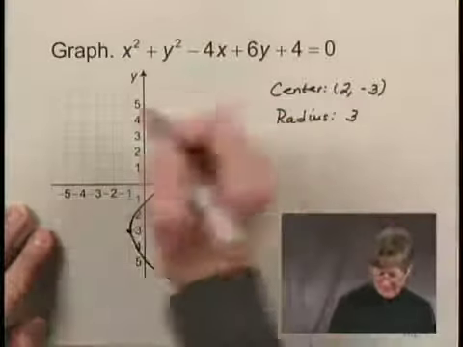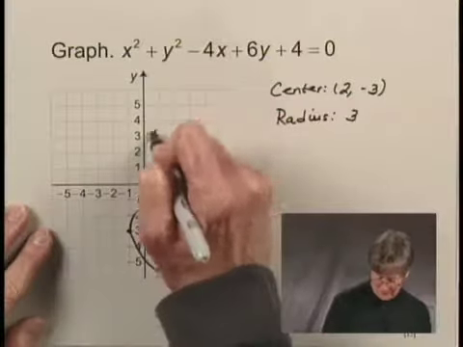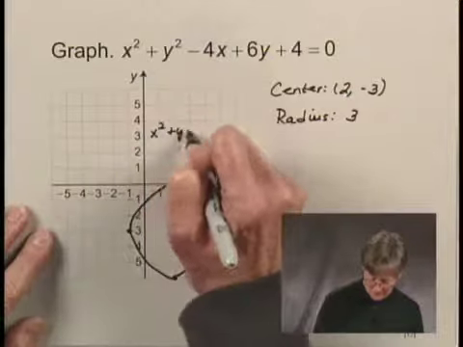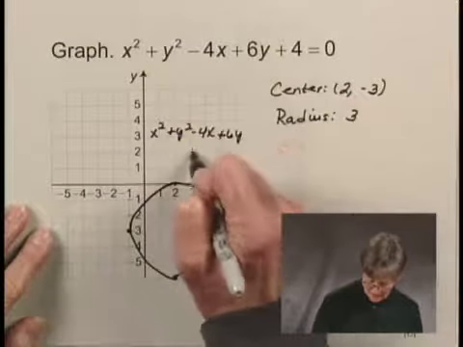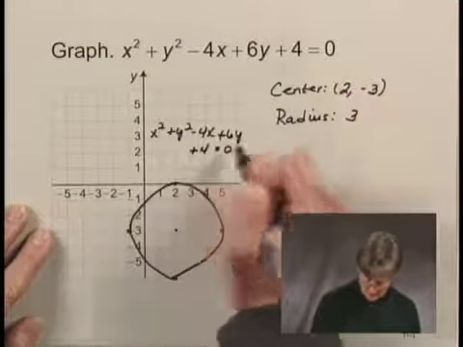And we could label this graph with the equation, x squared plus y squared minus 4x plus 6y plus 4 equals 0.